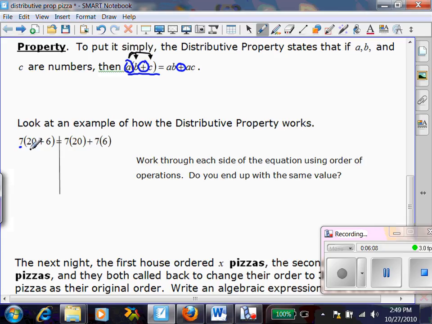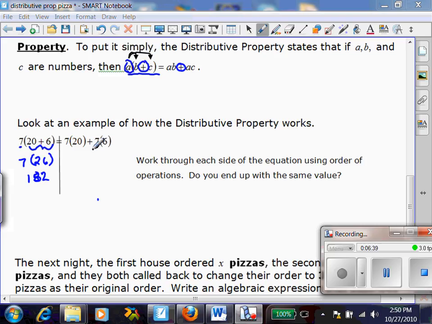So if we did order of operations over here, that would give us 26, and then bring down your 7. And then 26 times 7 would be 152, I do believe. Is that right? 140 plus, no, 182. My bad. Let's double check that. Hold on. All right, good news, I was right.